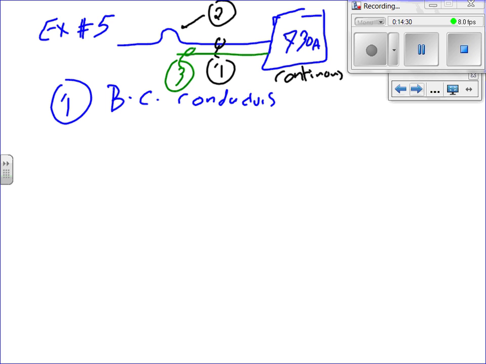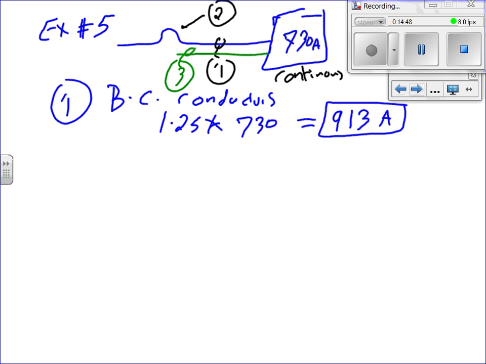So it's a continuous load. So 1.25 times 730 amps. What would that give you, my friends? How much? 913. Go up if it's 0.5. 913 amps. Great. 913 amps.